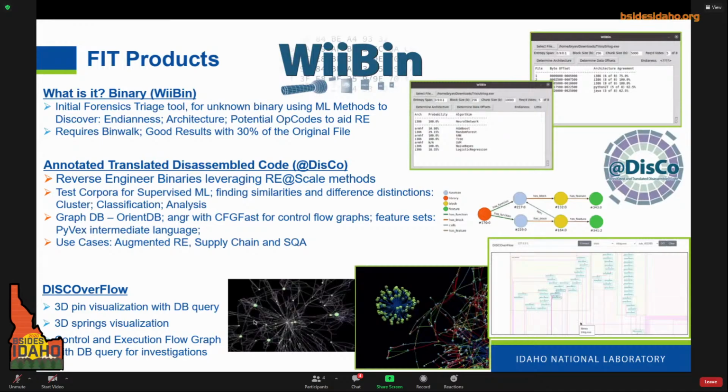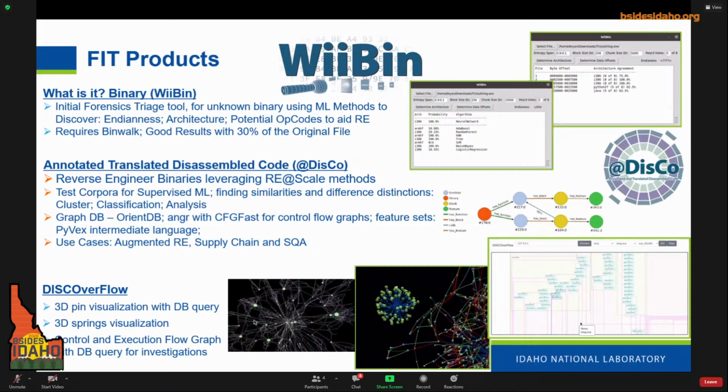Our first product, of the three products that are coming out of the FIT project, is WiiBin, as I mentioned before. That's for initial forensics. It's a triage tool. You have to understand what's happening with that binary before you load it to any reverse engineering concept. So we have things such as endianness, architecture, and where the potential operation codes are so you can start reverse engineering or doing your other areas. It uses binwalk, and we're getting some really good results. A lot of times with malware or other binaries, you don't get the full file. So we're getting some really good results with only 30% of that file. We'll go into that a little bit more.